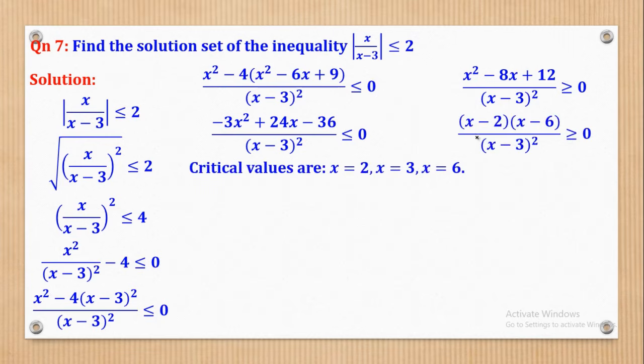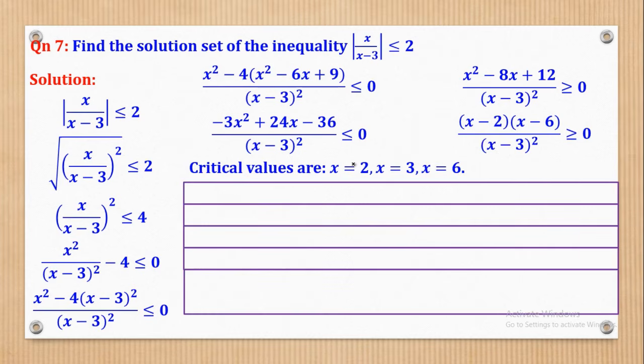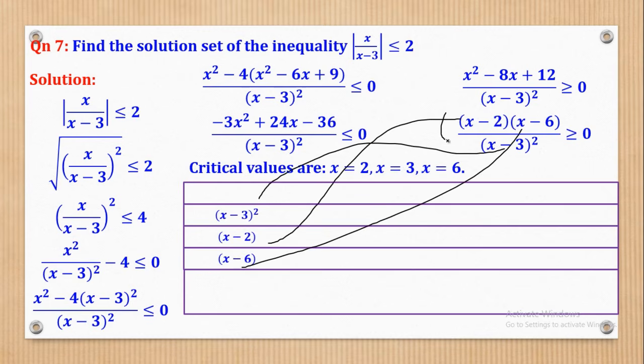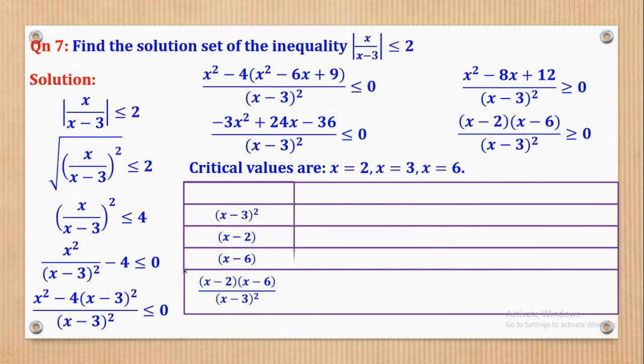Now the critical values will be, this gives you 2, this gives you 3, and this gives you 6, arranged in ascending order. The next is to tabulate our values. Start with values less than this, so let's first write the factors. So the factors, there is 1, which is this, and there is also this, and there is also that. Then the whole compound fraction is that. So just start with values before that, the inequality is that, and this is positive, this is negative, negative, in the end you get a positive.